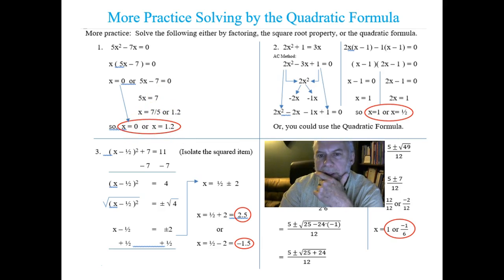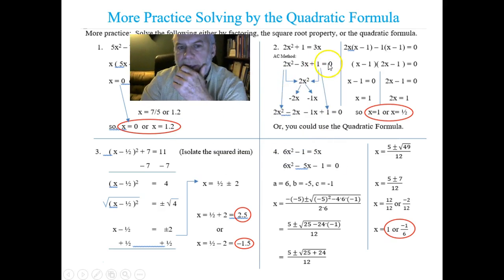All right. Now, in this next example, you have 2x squared plus 1 equals 3x. So the first thing you want to do is move that 3x to the left side. So you get 2x squared minus 3x plus 1. Now, you could use the quadratic formula for this, or you could use factoring.